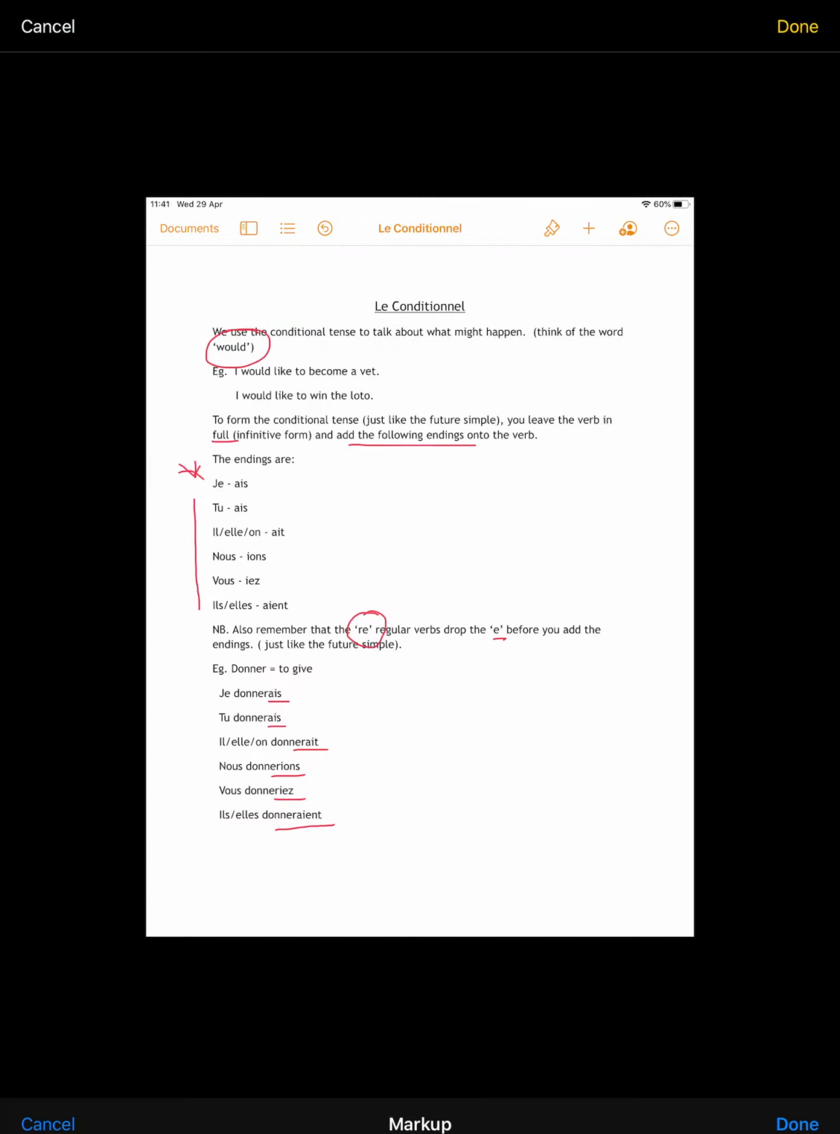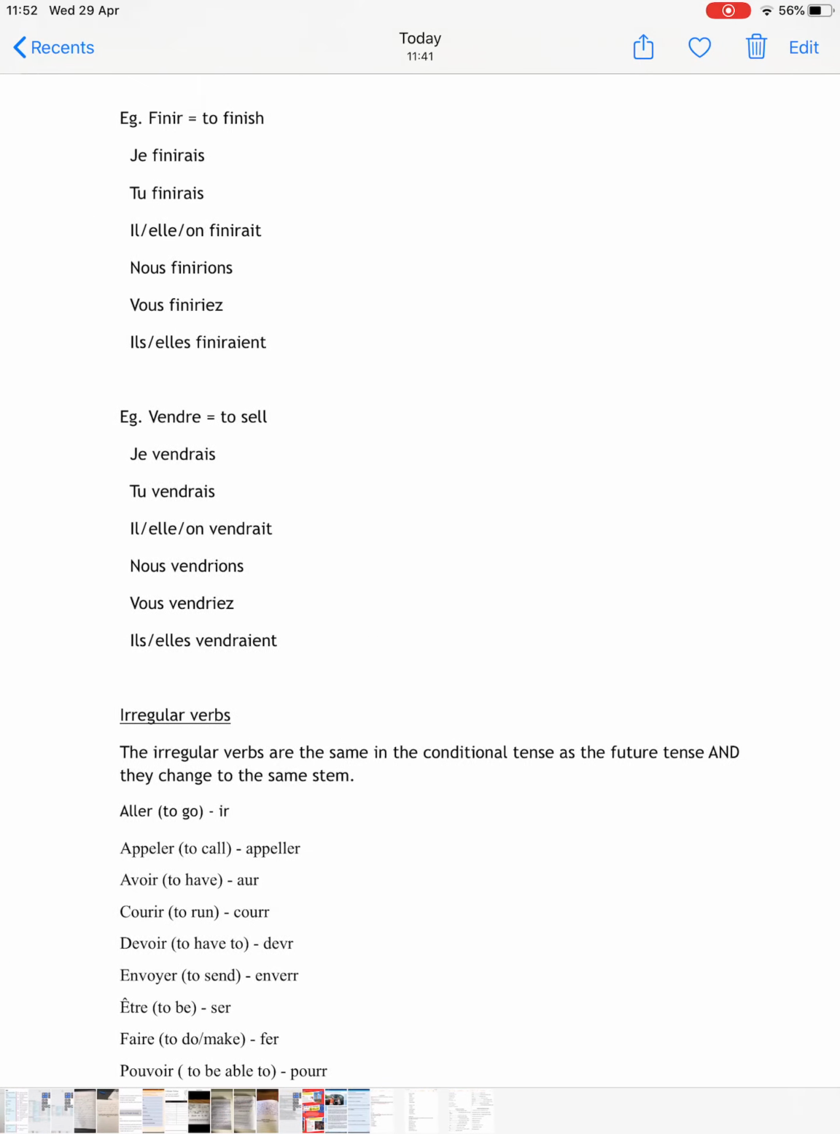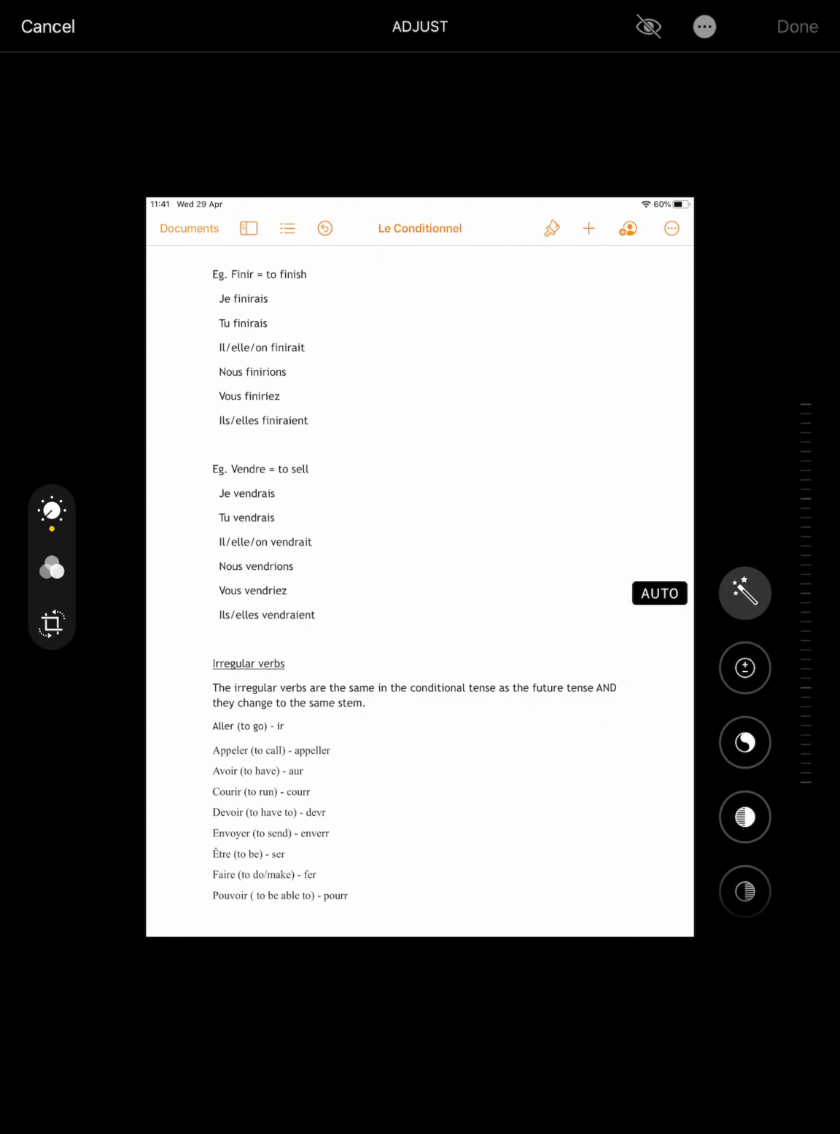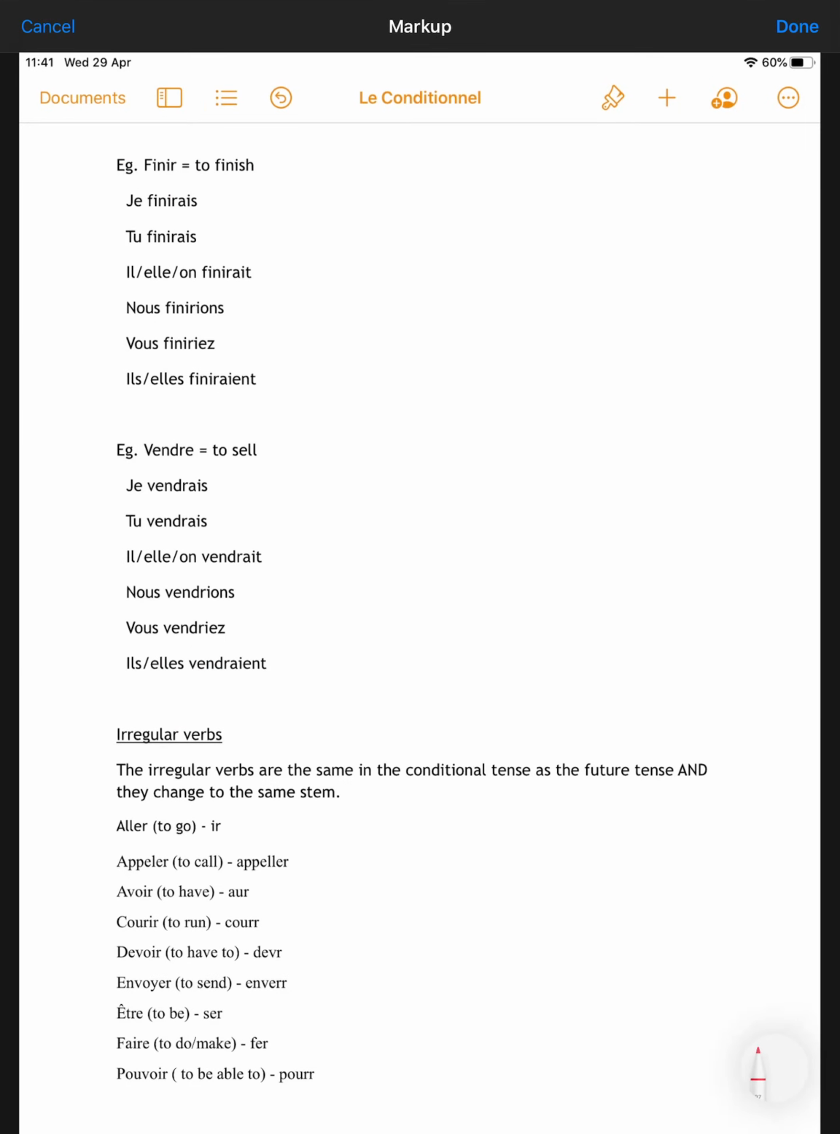And we'll have a look at finir, which is an IR verb and a regular verb. So again, you have the full verb finir, so je finir, and onto it the ending. So je finirais, tu finirais, il, elle, on finirait, nous finirions, vous finiriez, il, elle finiraient. So I would finish, you would finish, he, she, one would finish, we would finish, ye would finish, and they would finish.